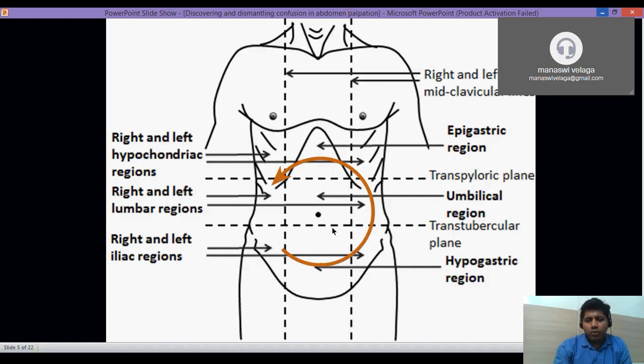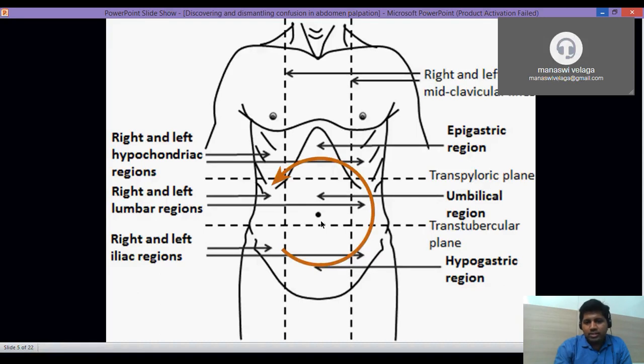For example, if you found there is tenderness in any area, or a wounded area, or an ulcer which has been bandaged, then you will skip that area. For example, if there is a scar in the left lumbar region, then you will go for the right iliac region, hypogastric region, left iliac region, and then you will skip this area and move to the next.